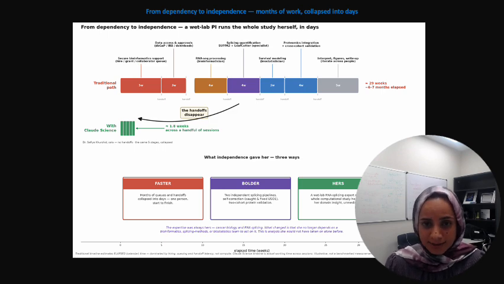But this way, with Claude Science, I was able to do it in days, and I think we're now able to ask obviously bigger questions, bolder questions, and transform how we do research.